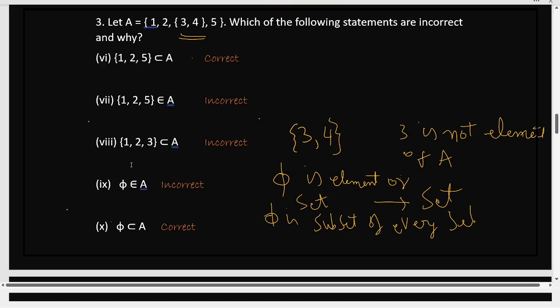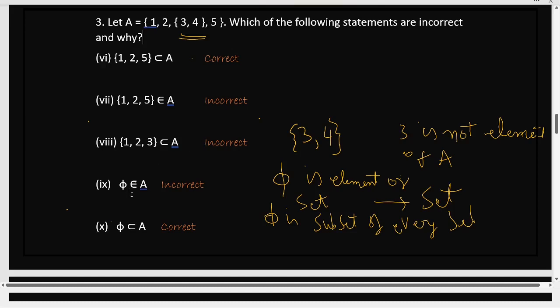Next one. {1, 2, 3} is a subset of A? Elements 1, 2, 3 are in this set, but element 3 as an independent element is not there in the set A. {3, 4} a set is an element of A, but 3 is not an element of A. Remember that. So {1, 2, 3} is not a subset of A. So this statement is incorrect.